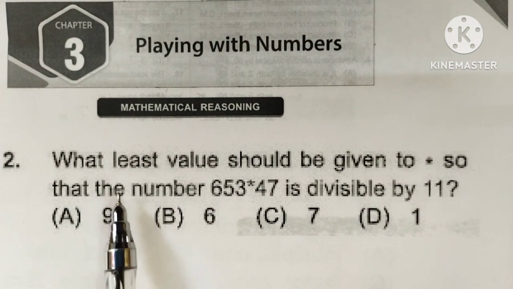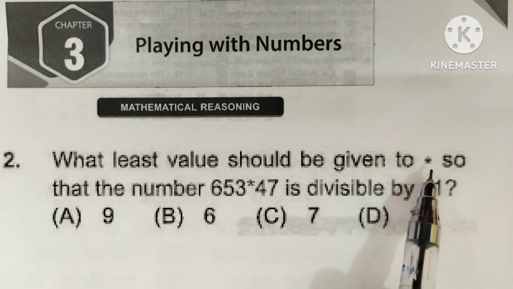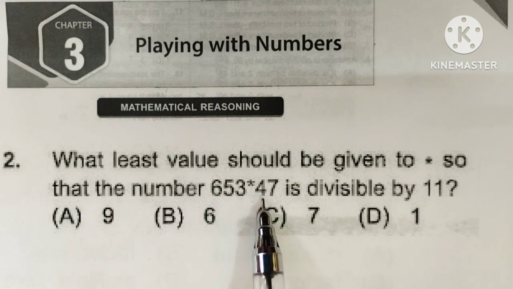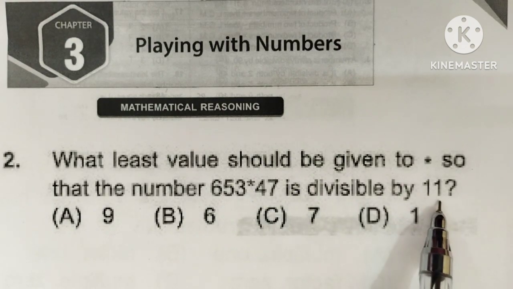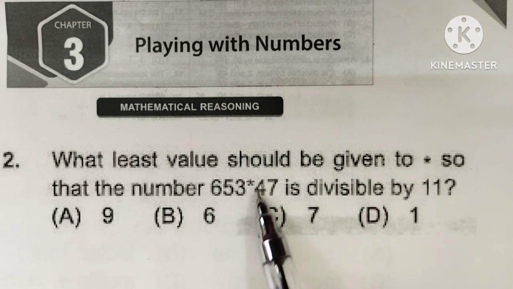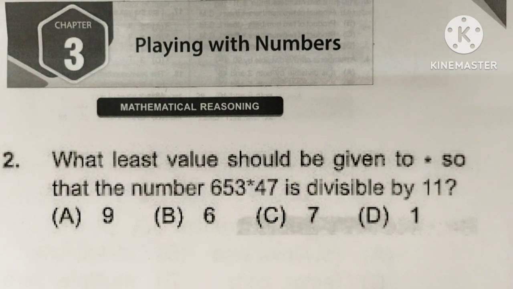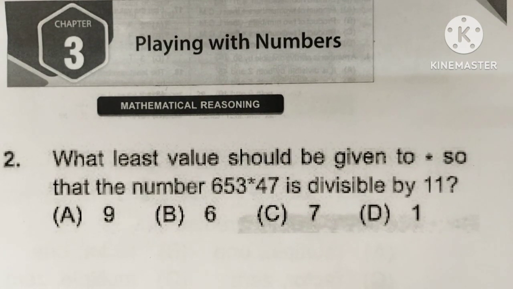Second question: what least value should be given to star so that the number 653 star 47 is divisible by 11? Here, instead of star, which value should we put so that it is completely divisible by 11? We know the divisibility rule of 11: the difference between the sum of the odd-place digits and the sum of the even-place digits is either 0 or 11. Then the number is completely divisible by 11.